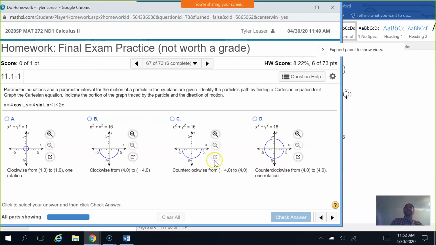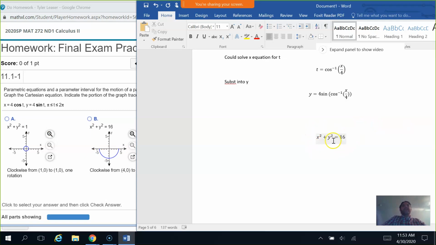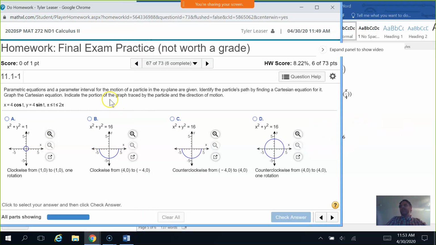The next part is that they actually want you to graph it. If this is a circle of radius 4, the other part of it is the parameter is going from pi to 2 pi. And you can think about that as the unit circle itself. So the pi would be over here on the left-hand side of the x-axis, and it would go from that pi over to 2 pi.